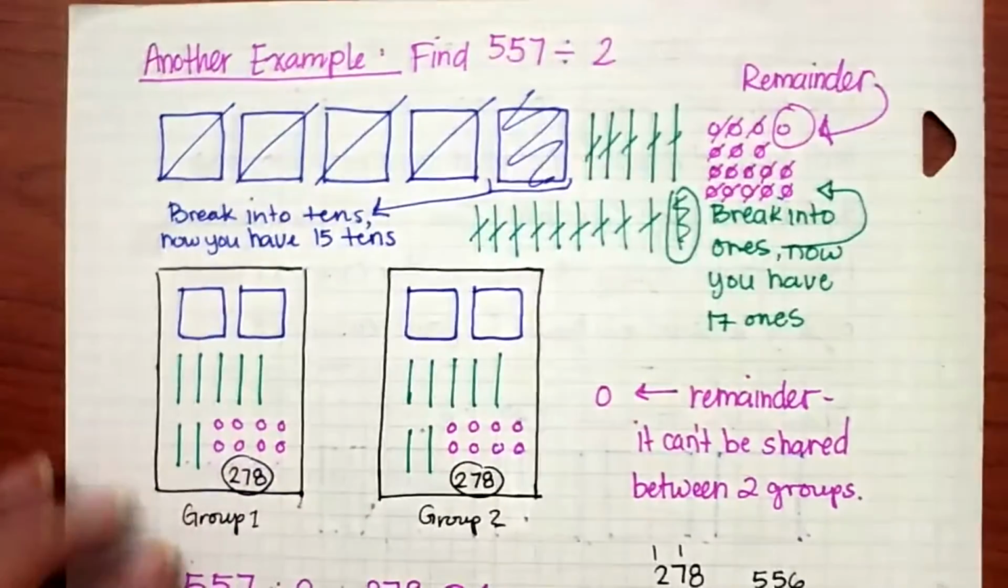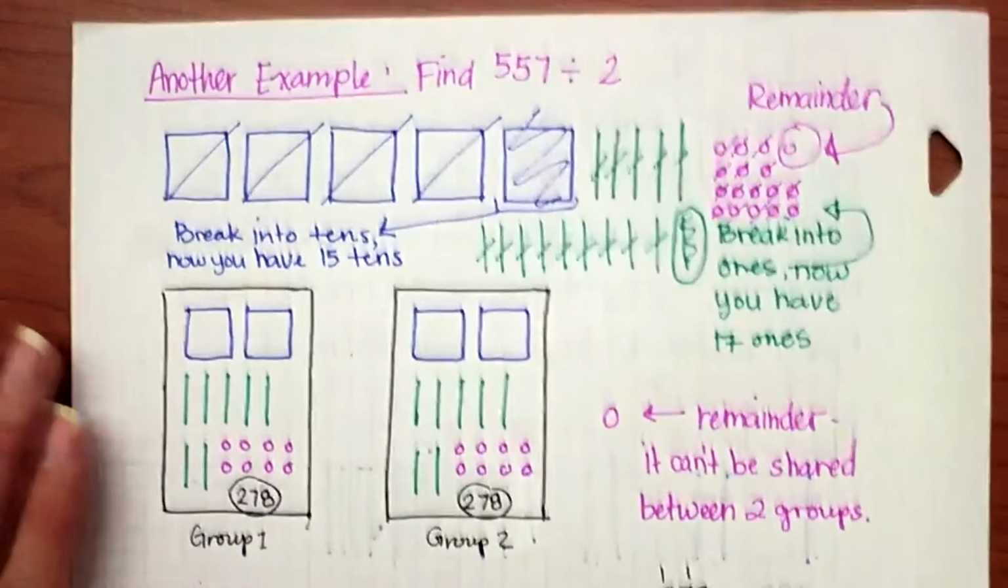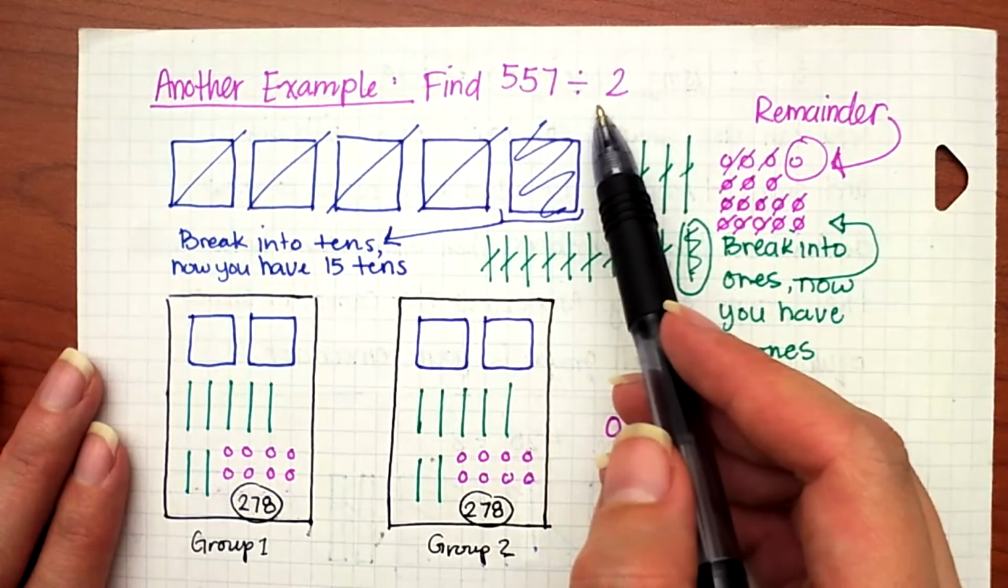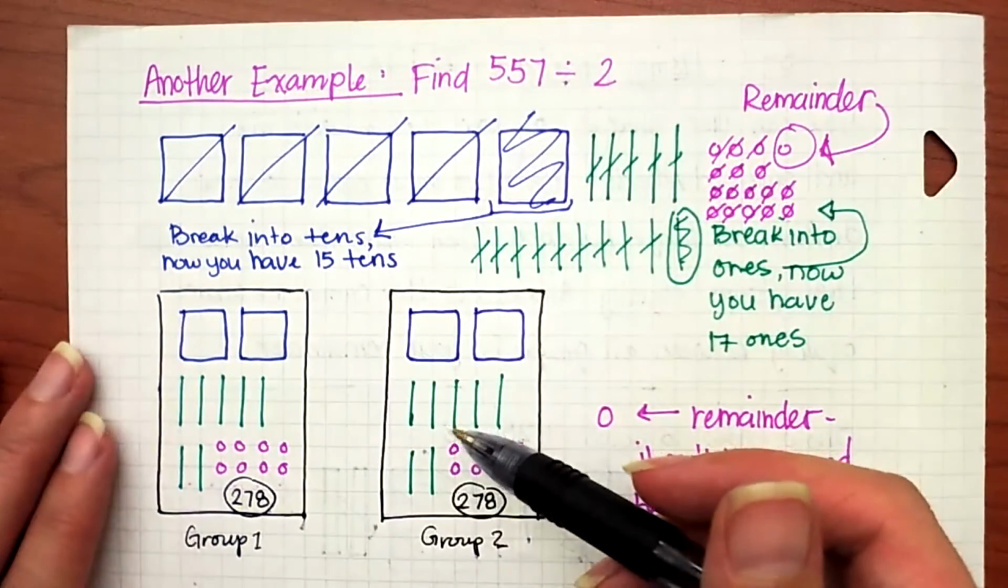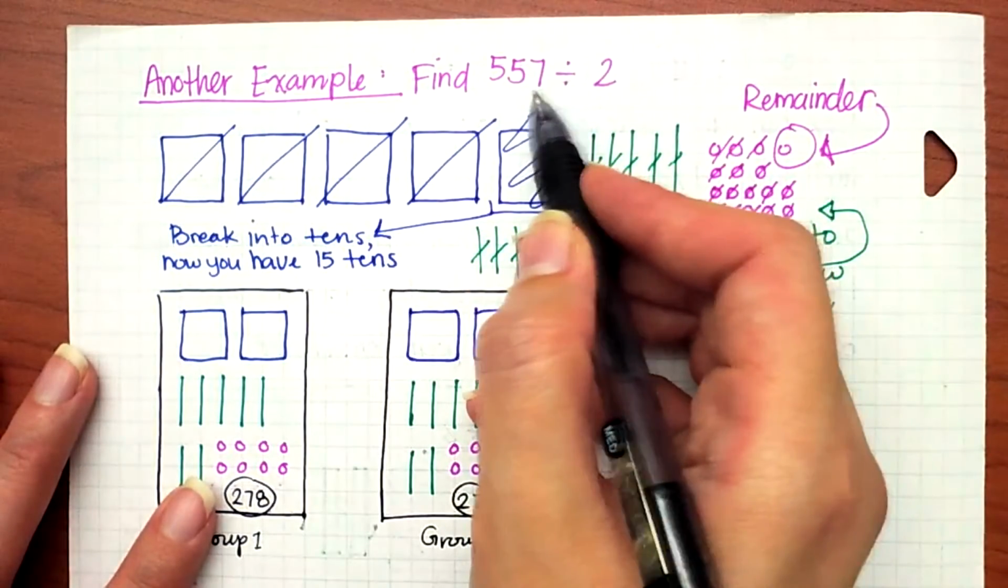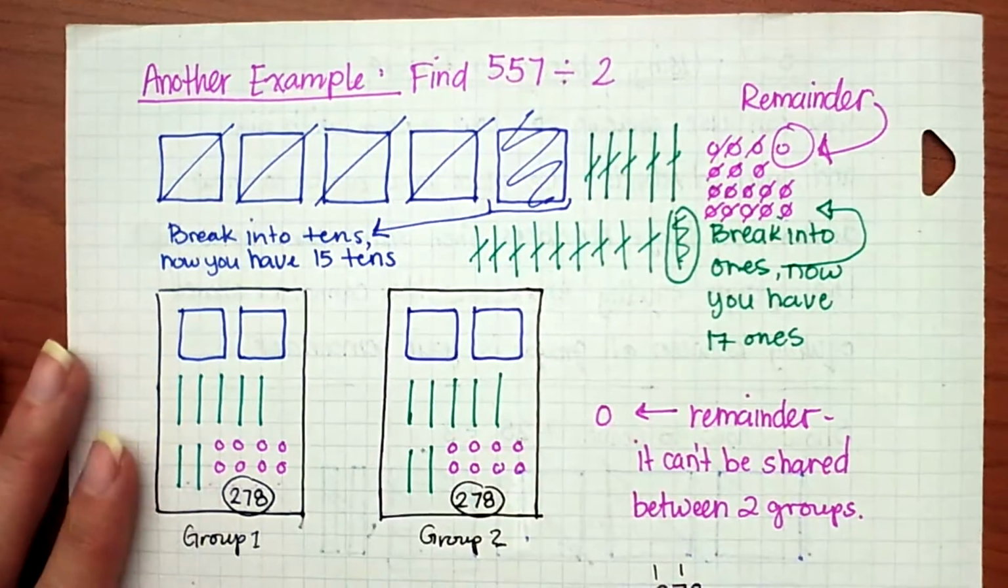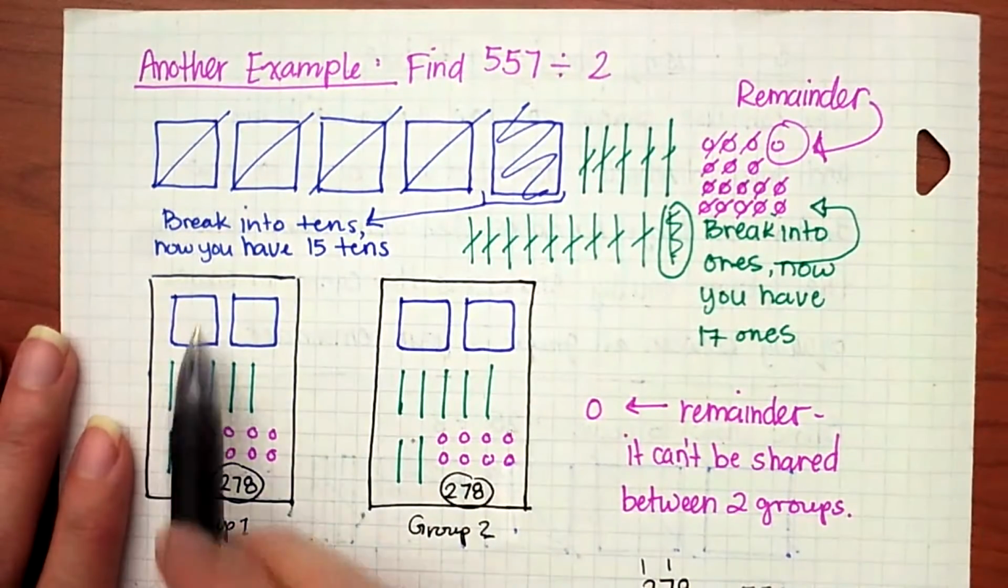Now let's take a look at another example. In my next example, I want to find 557 divided by 2. I already know just from looking at this number, because the ones place is a 7, which is an odd number, that I'm going to end up with a remainder. So let's go ahead and draw.